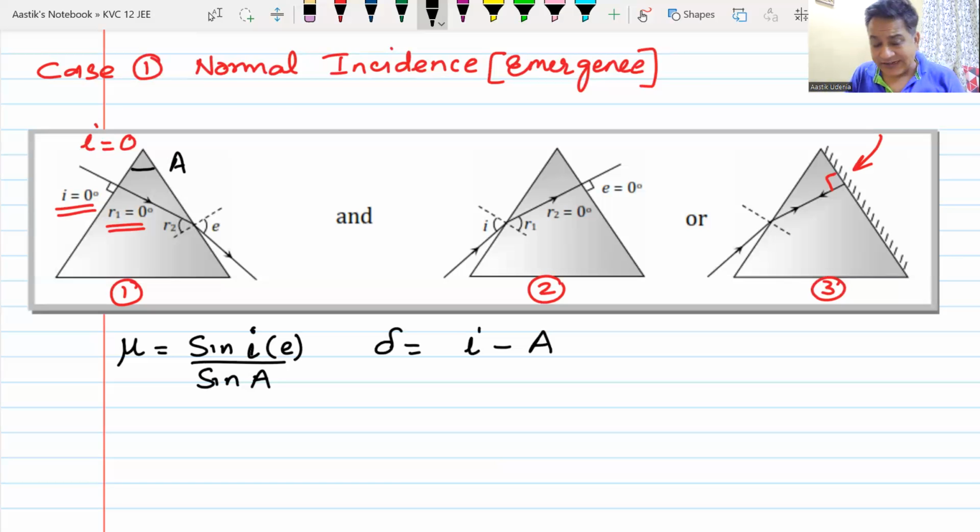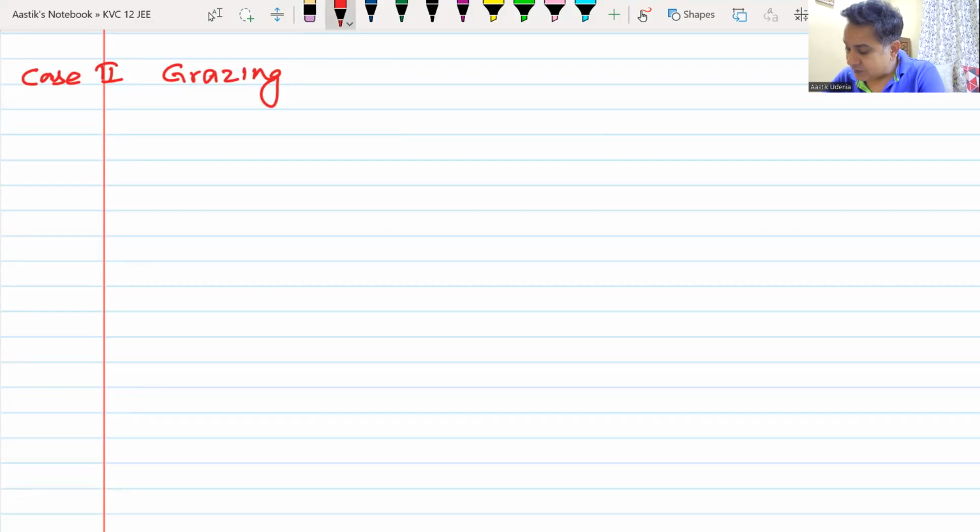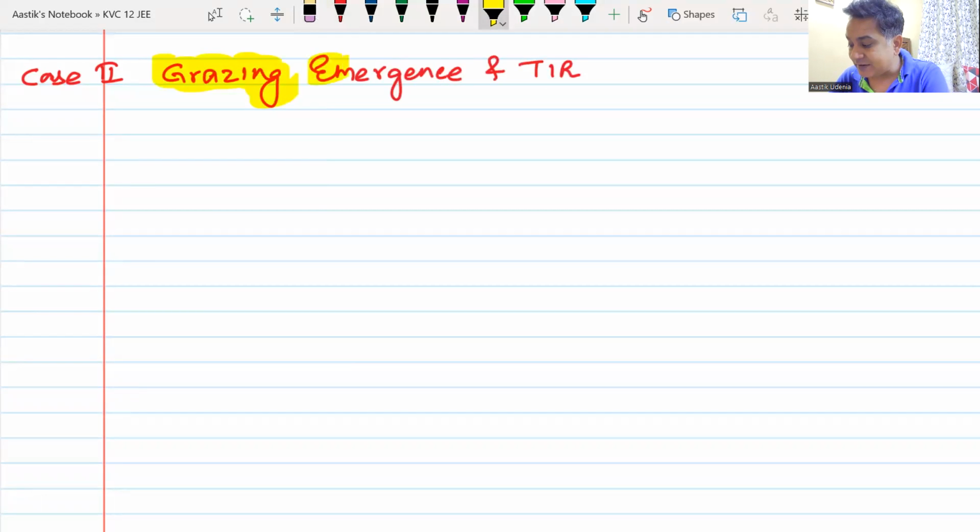That takes us to the next case, which I have seen coming in exams: grazing emergence. This case also includes the condition of TIR, total internal reflection. What do you mean by grazing? What do you mean by grazing emergence? Can anyone tell me what you mean by grazing emergence? Anyone?